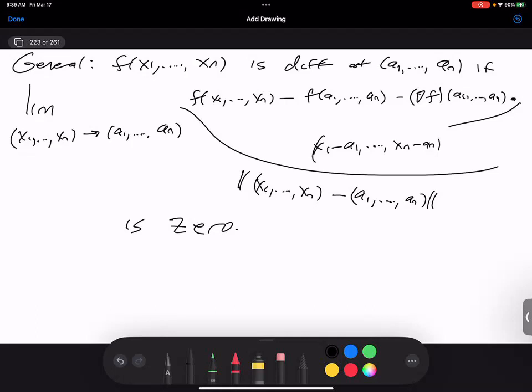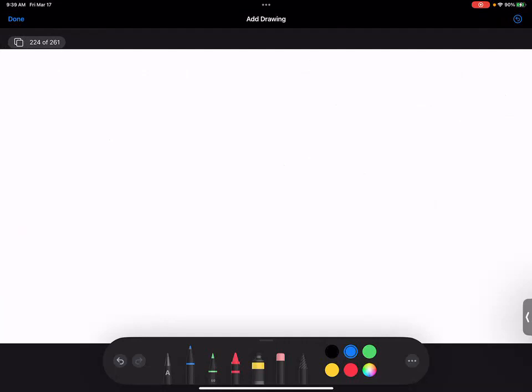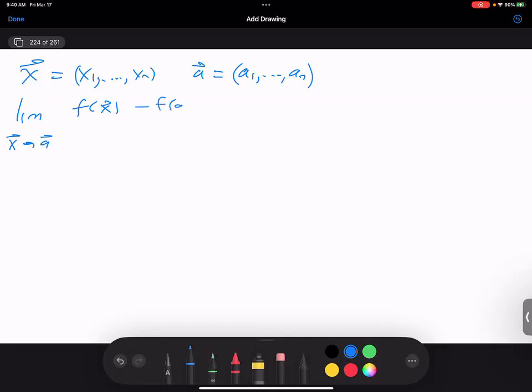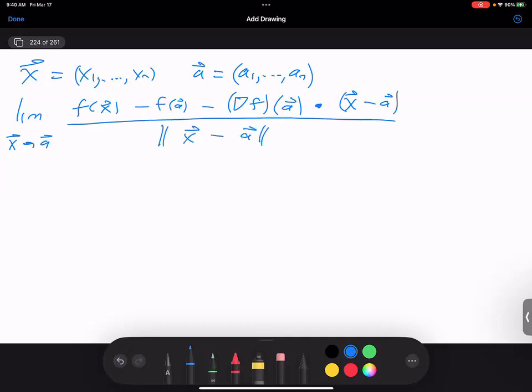So let's rewrite this using better notation. Let's let x be the vector x1 through xn. Let's let A be the vector a1 through an. And now we would get the limit as x goes to a of f of x minus f of a minus grad f at a dotted with the vector x minus a, over the length of x minus a, where grad f is df dx1 through df dxn.